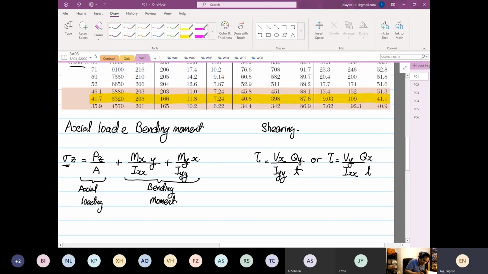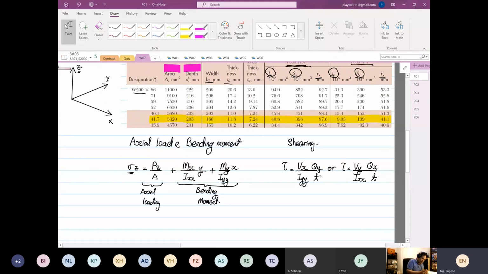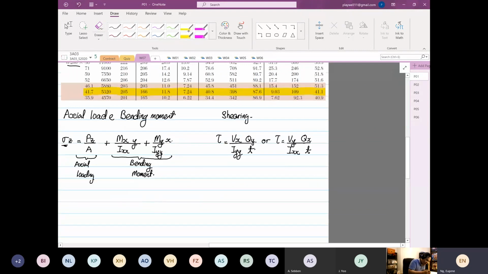As I mentioned before, in terms of moment, when it's Mx, you use Ixx. When it's My, you use Iyy for bending moment. Whereas for shear, when you have Vx, you use Iyy. When you have Vy, you use what? Ixx. You have to somehow remember to flip them around. The shearing is just the opposite from bending moment. Just that.